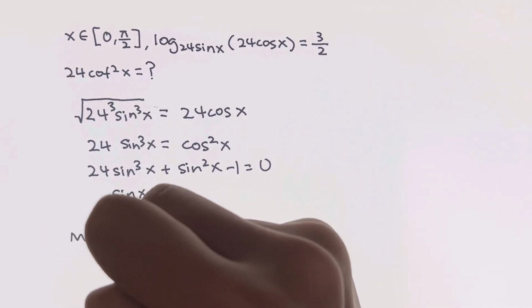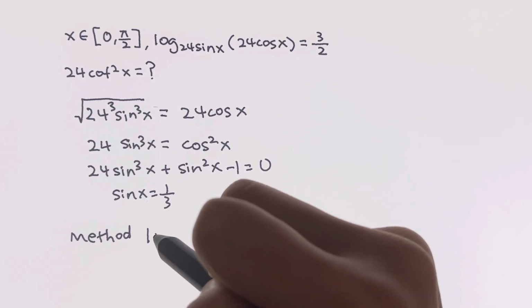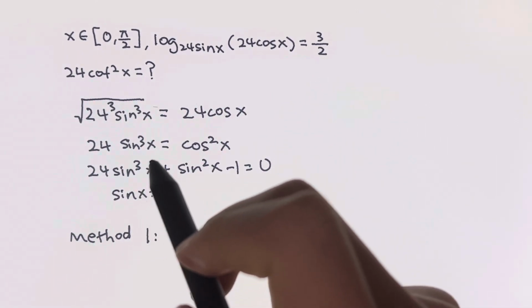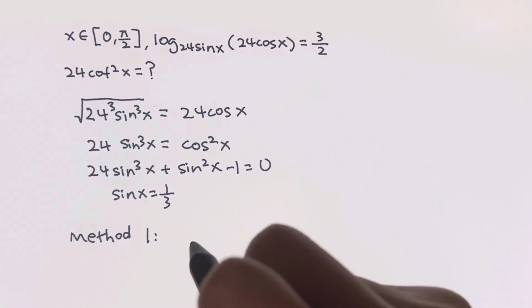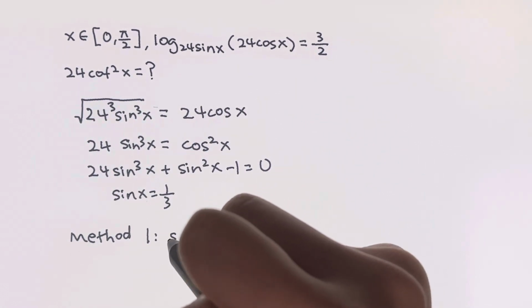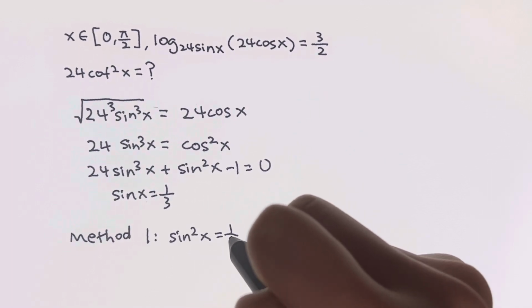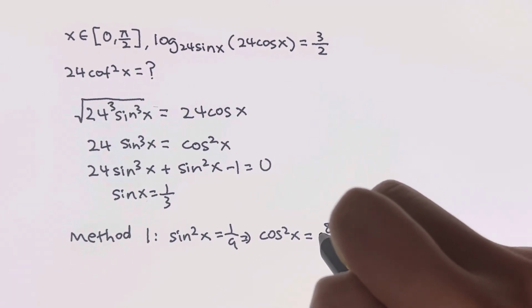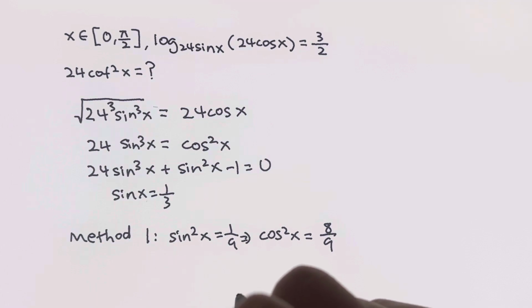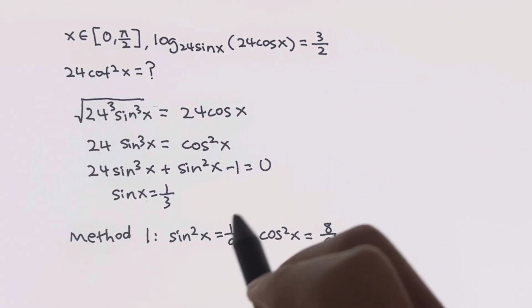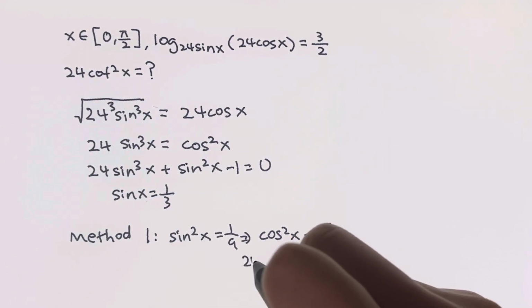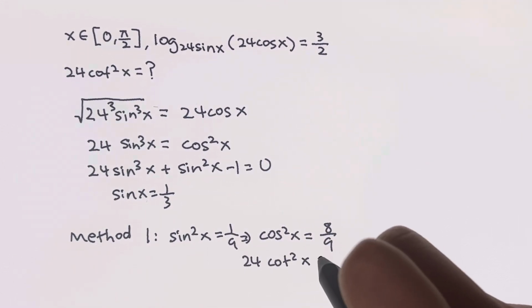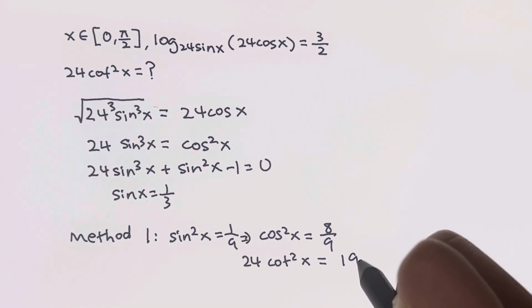The first way to solve this problem would be that since sine x equals 1/3, we have sine squared of x equals 1 over 9. So we will have cosine squared of x equals 1 minus 1 over 9, which is 8 over 9. And then we can use the definition of cotangent squared of x to compute our final answer, because we know that cotangent squared of x equals cosine squared of x divided by sine squared of x. So then our final answer would be 24 cotangent squared of x equals 192 just by plugging in the values.